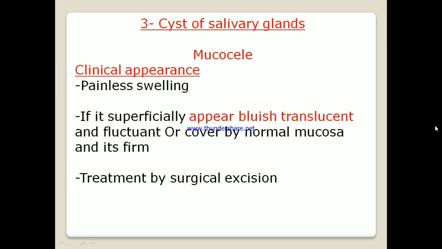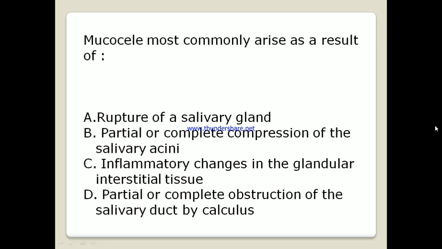Cyst of salivary glands. Mucocele, clinical appearance: painless swelling. If superficial, it appears bluish, translucent and fluctuant; if covered by normal mucosa, it is firm. Treatment is by surgical excision.